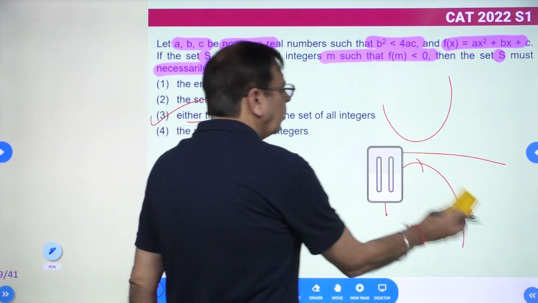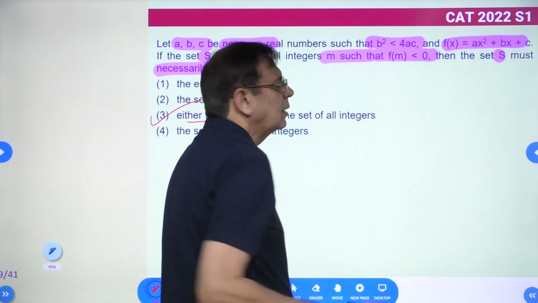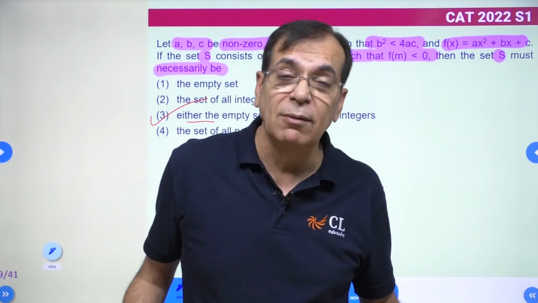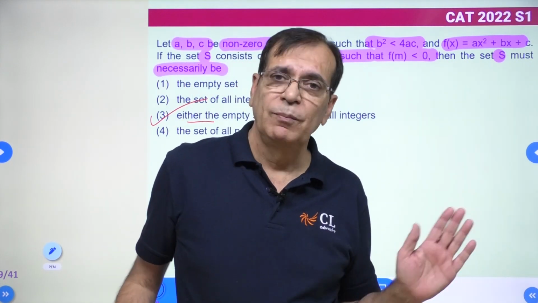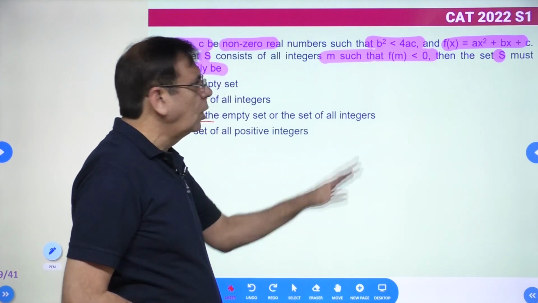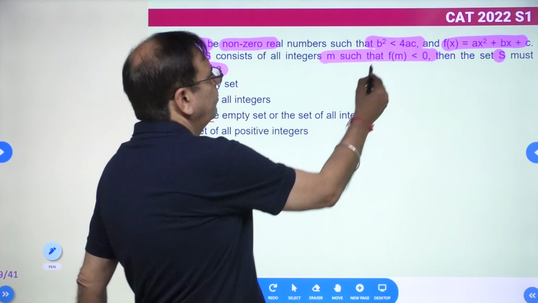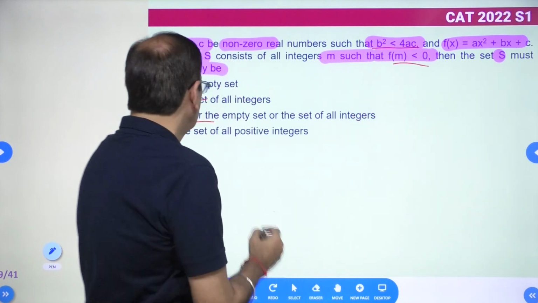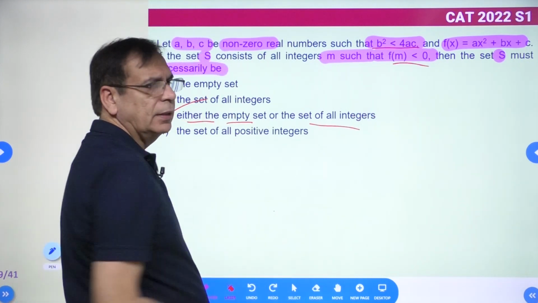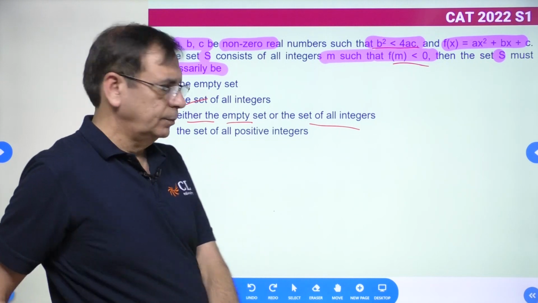The key thing out here was to understand that f(m) less than 0 means it is not cutting the x-axis. If it is not cutting the x-axis, that means it will always be below or above, so it will always take all values. Since we are saying this and this together, it will either be an empty set or a set which has all integers.